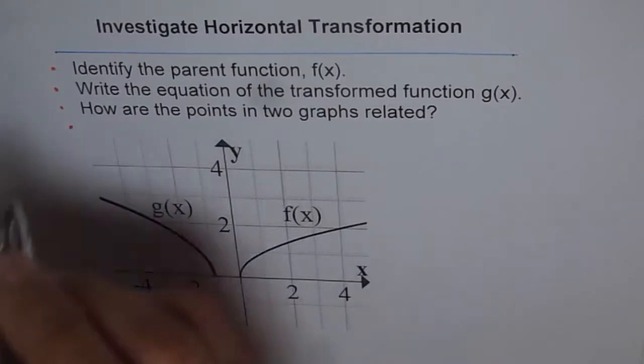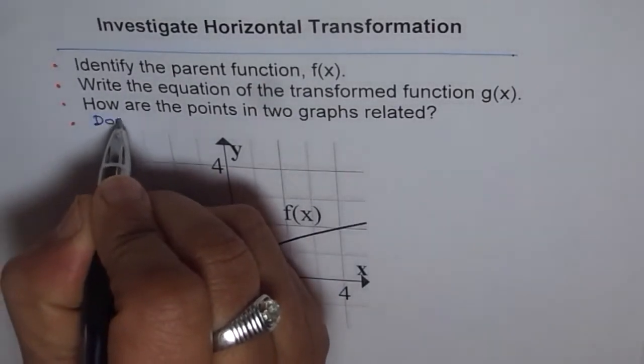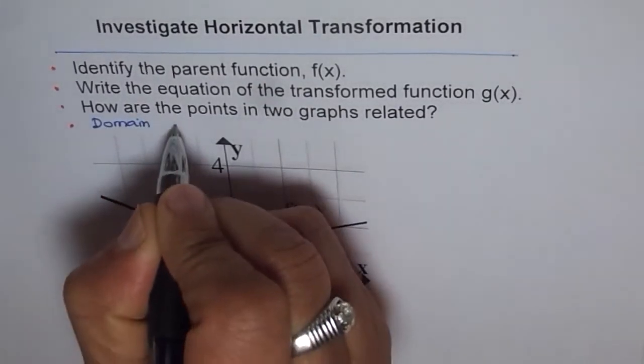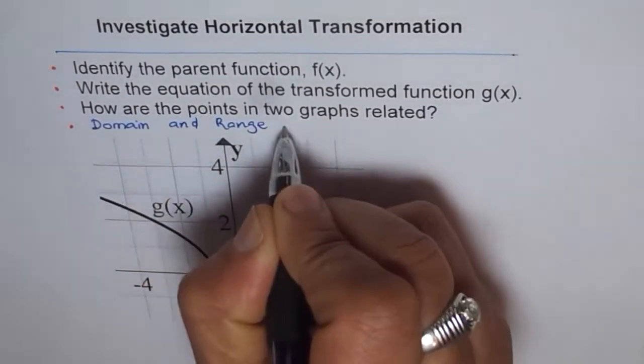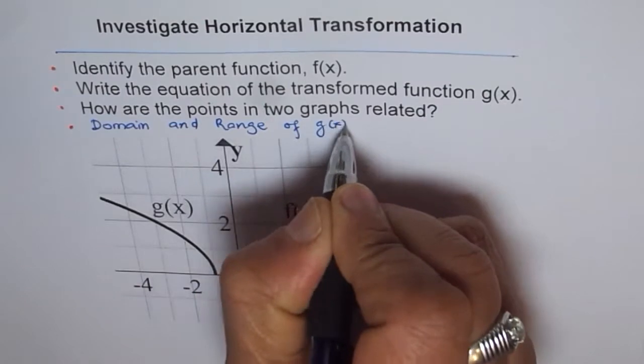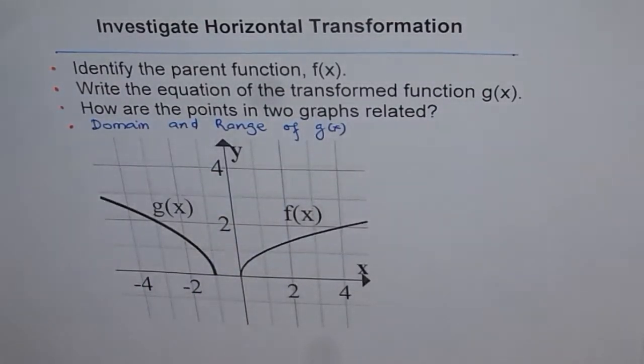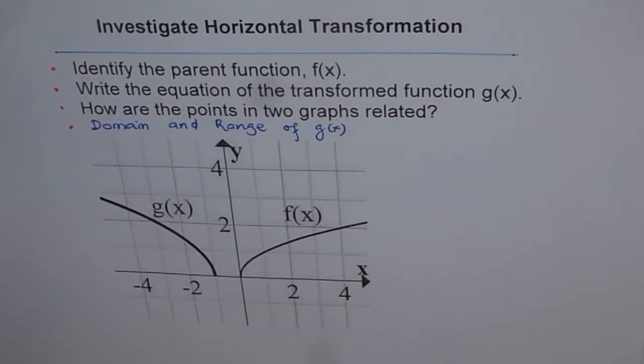So let's add and just write domain and range of g of x, the transform function. So we'll add this. Have a good look at the graph, copy it, and then answer it. Now once you have answered the question, look into my suggestions. You might get some tips here.